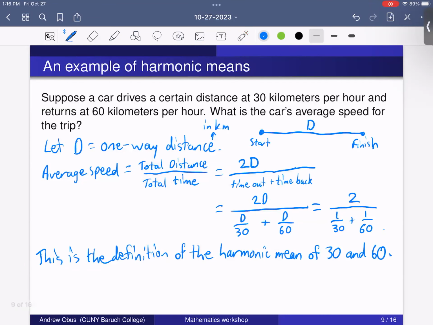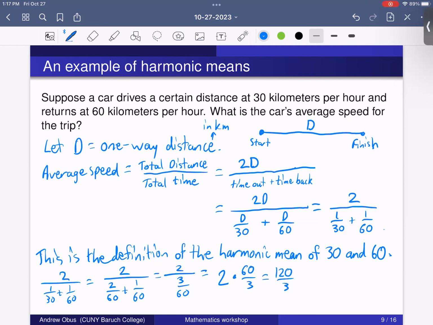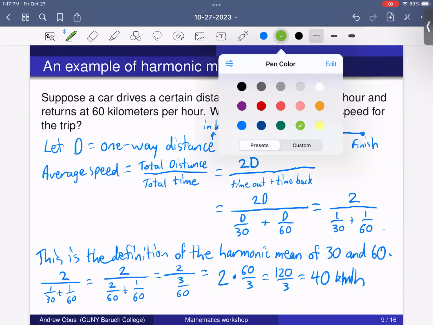And so if we calculate this out, what is that? 2 over 1 over 30 plus 1 over 60. We can get a common denominator downstairs if we want. So that's 2 over 60 plus 1 over 60, which is equal to 2 divided by 3 over 60. And now we invert and multiply. So that's 2 times 60 over 3, which is equal to 120 divided by 3, which is equal to 40. Okay, so 40 kilometers per hour is going to be the average speed here.